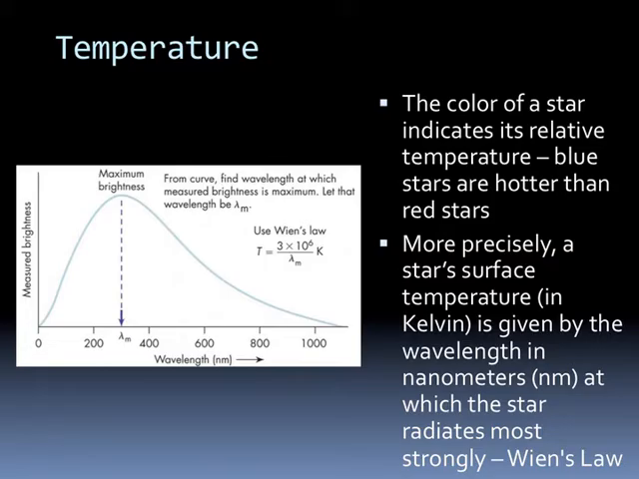Now the color of a star indicates its relative temperature. Blue stars are hotter than red stars. More precisely, a star's surface temperature in Kelvin is given using Wien's law. Remember, if we look at all the different wavelengths, the one that is the peak, the maximum brightness, tells us something about the temperature in Wien's law. So by just looking at what color is the maximum brightness, we can determine the temperature of a star.